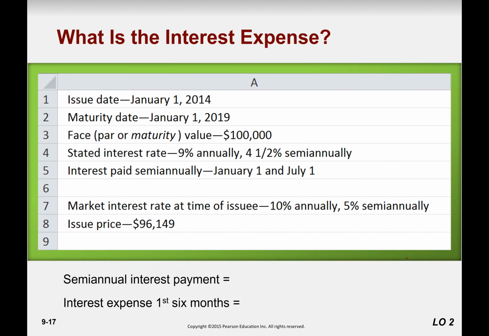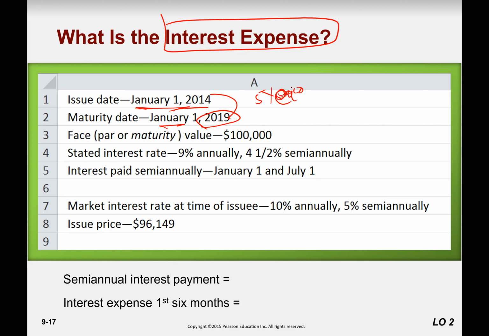Remember here the issue date is January 1st, 2014, and why are we paying close attention to the dates? Because there is interest expense included. Then we make the entries, and entries are affected by the dates as well. The expense is also affected by the dates. Maturity date is January 1st, 2019. So the difference is 5 years. It means this bond is issued for 5 years. Face value 100,000.